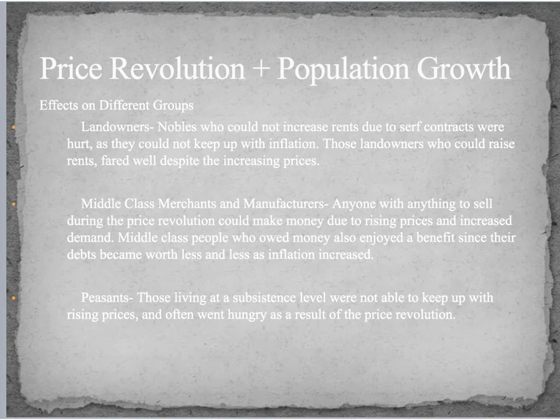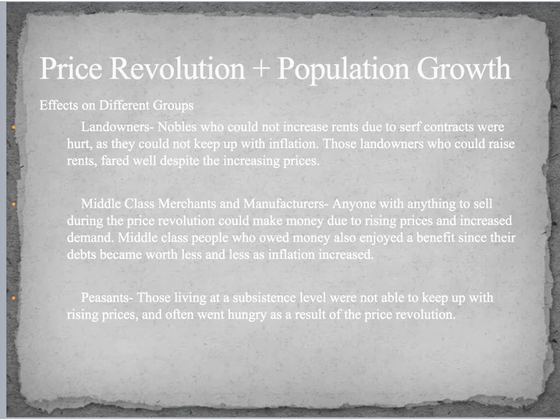The price revolution also hurt different groups differently. So landowners, who were often nobles, had contracts with their serfs that dictated certain things. In their contracts, they said the serfs owe them so much money. But as prices and inflation changed, they were not able to change how much they charged the serfs in rent because of these contracts that they already had. So people that were locked into a feudal contract did not do well.